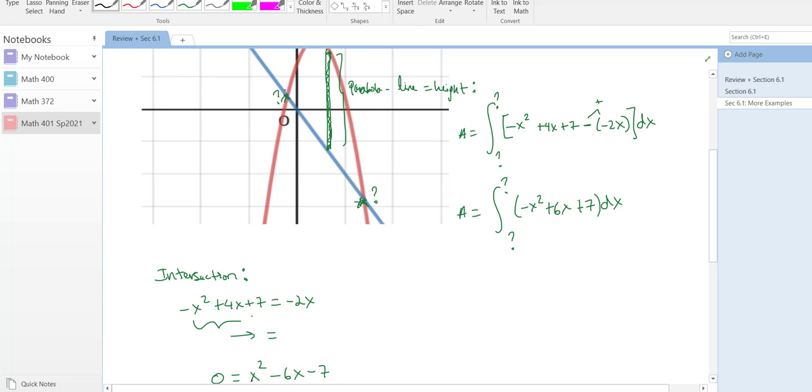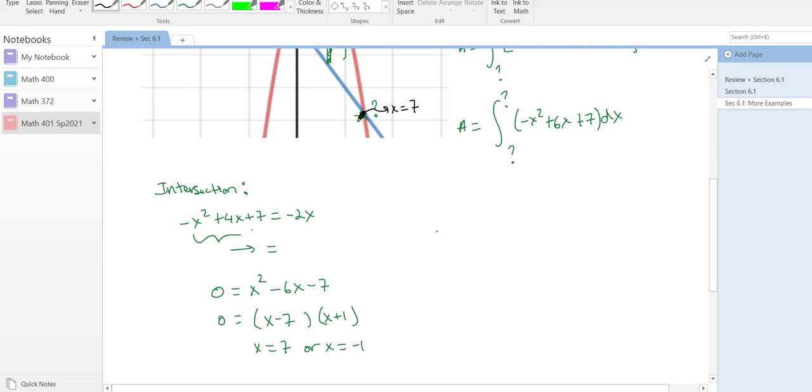I got this from Desmos, but I zoomed out, so this 0, pretend it's not there. So this point is essentially x equals negative 1, and this point of intersection is x equals positive 7.